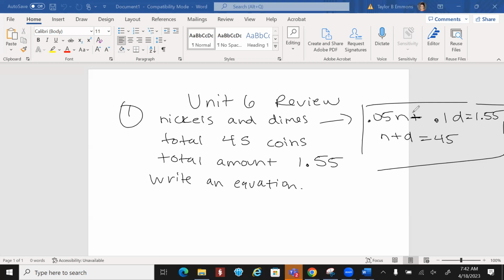The only two variables that we defined were nickels, N, and dimes, D. Ta-da! That's it. This is a side note. Pennies, because I know we don't count those as much, are 0.01. So kind of similar to dimes, but one more decimal place over. It's 1 cent.